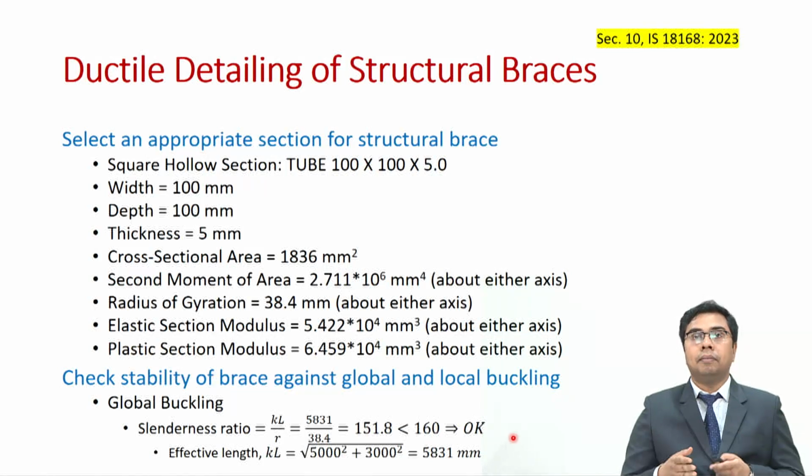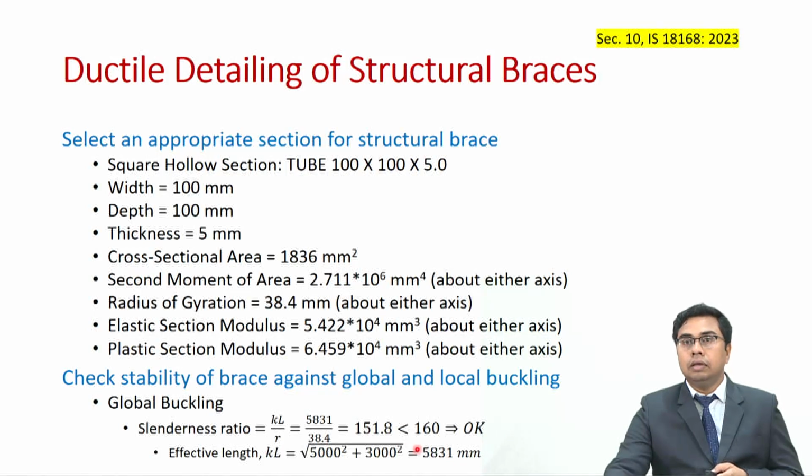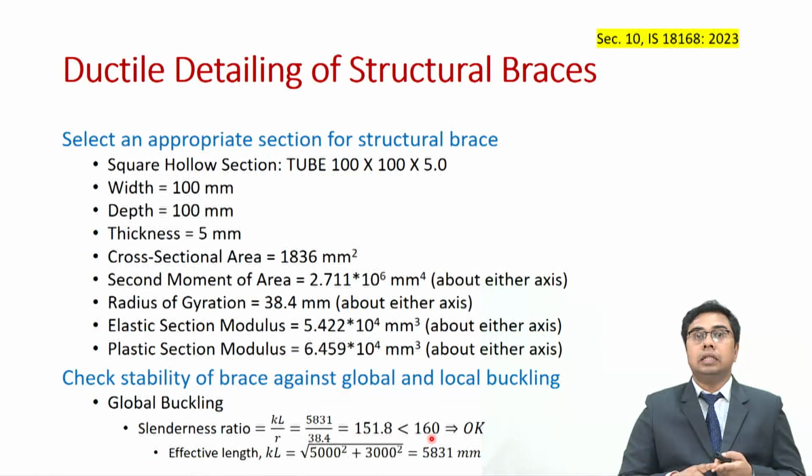Later on, probably in the upcoming class, we will also discuss why we should aim for a slenderness ratio which is approaching this higher limit. If it is very small than this, let us say 100 or something, then there is another set of problem which comes into picture because of local buckling. Okay. Let us not digress from this design example problem as of now.